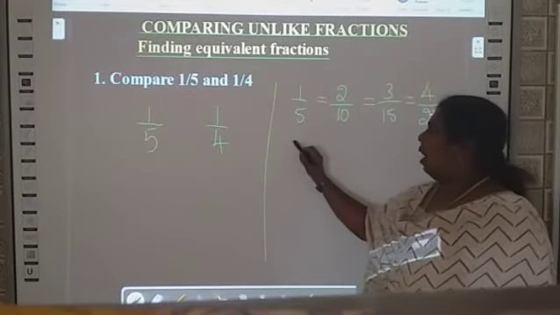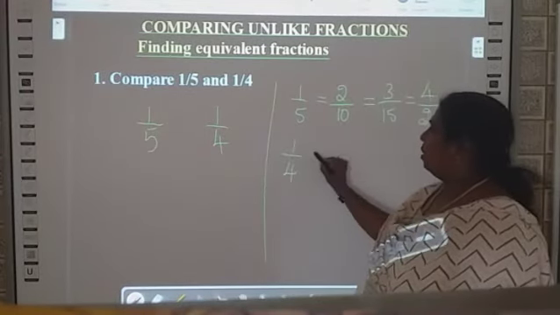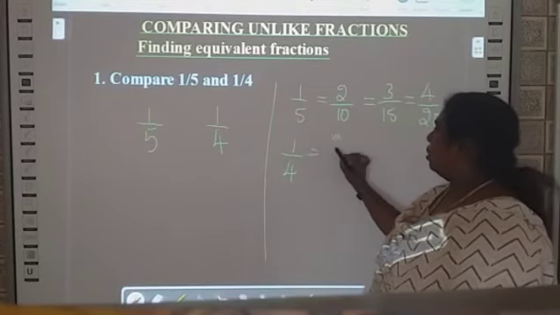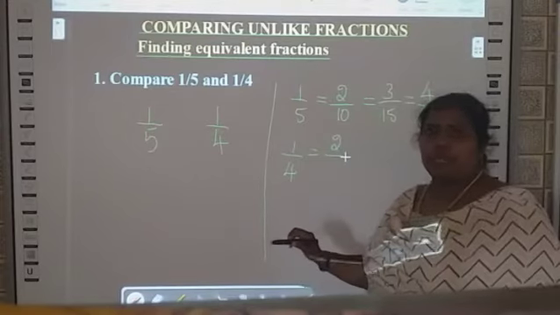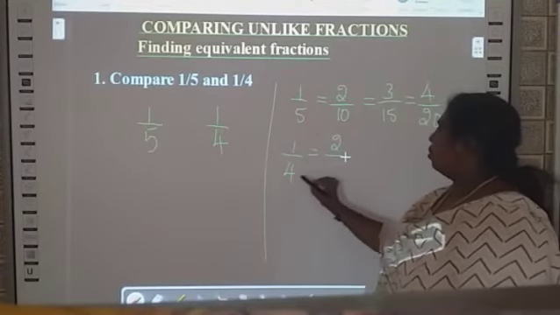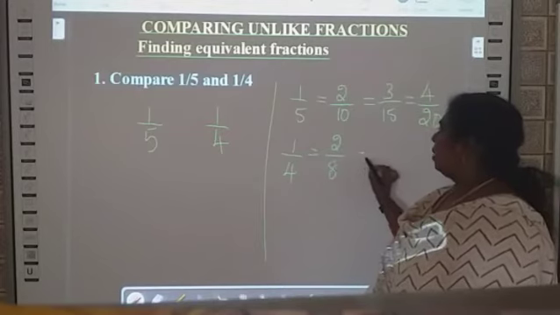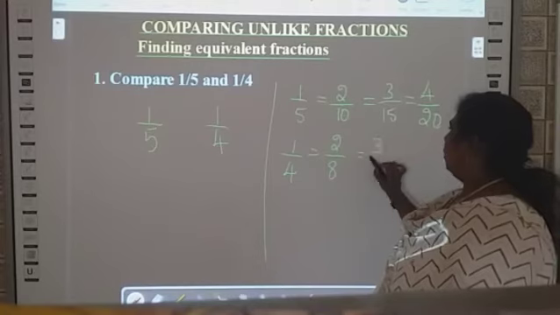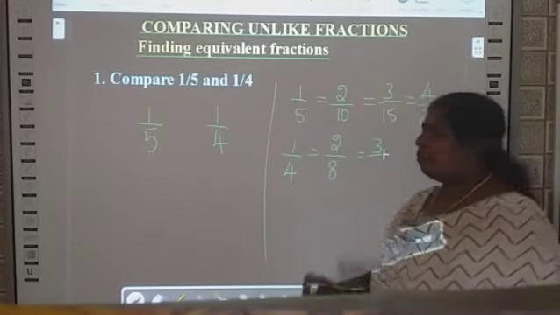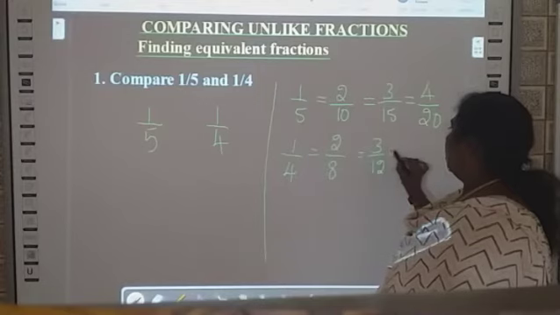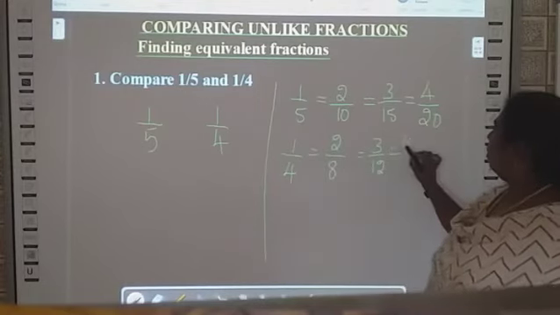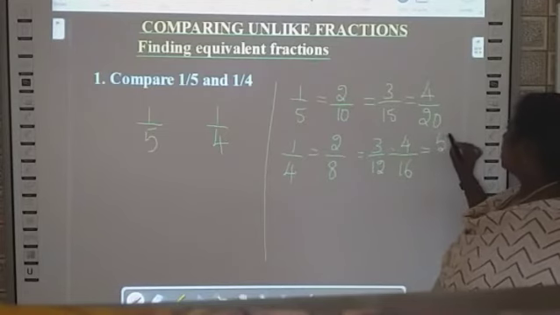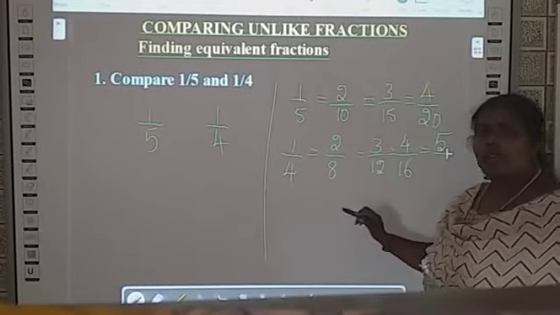Now the second fraction is 1 by 4. Finding the equivalent fractions. First, second table: 1 times 2 is 2. Here the denominator also we have to multiply by the same number, isn't it? So 2 times 4 is 8. Next, third table: 1 times 3 is 3, then 4 times 3 is 12. Then fourth table: 1 times 4 is 4, then 4 times 4 is 16. Then fifth table: 1 times 5 is 5, then 5 times 4 is how much?